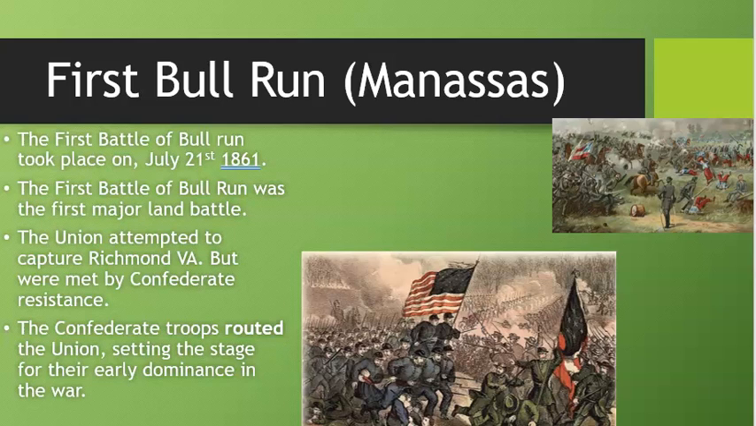That Confederate resistance is led by Robert E. Lee. Very famously, Jefferson Davis, who was the president of the Confederates, asked Robert E. Lee, hey, should we abandon Richmond? And Robert E. Lee's like, I got this, don't worry about it. And then the Confederate troops will rout the Union. A rout is basically when the attacking army is not only stopped, but then forced to retreat and run all the way back. And it sets the stage, and it shows that the Confederates will dominate early in the war.